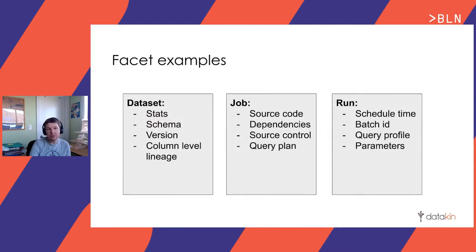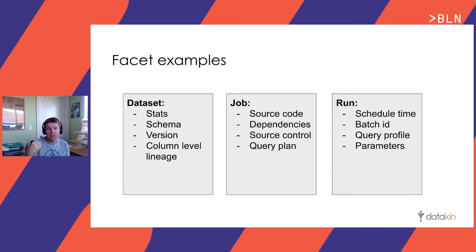And to give you some examples of facets, at a dataset level, you may be interested in capturing statistics for data quality, for example, mean, max, number of nulls, distribution of a column. You'd be able to capture schema so that you can capture how the schema of a dataset changes over time. The version of the underlying format. The column level lineage, if that's important to you.